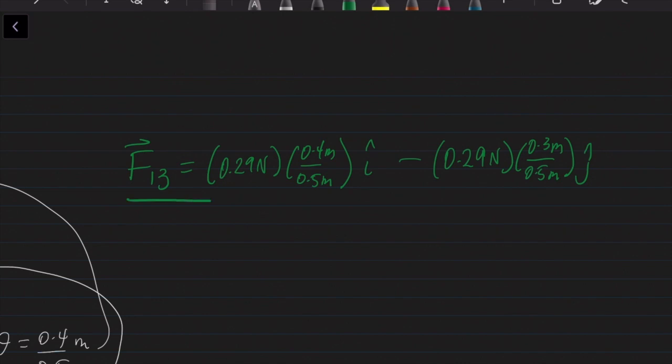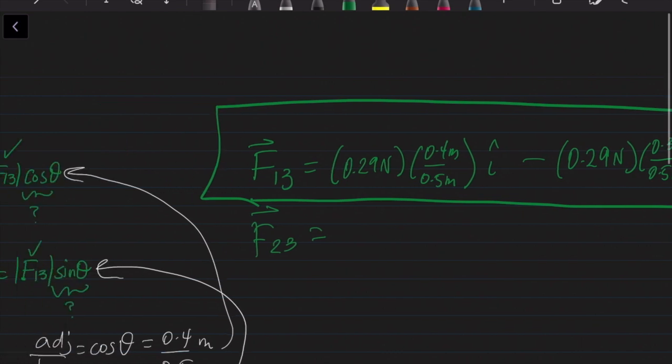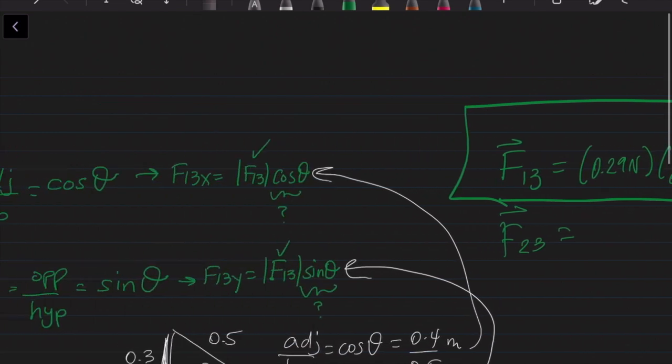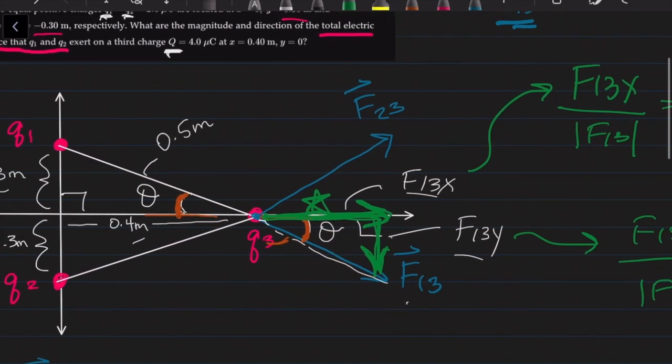All right, well, guess what? We did a whole bunch of work, and we got half of the problem, F13. What we also need is F23, so that we can add these vectors together to get the total force on 3. So we could just do all this business all over again, or we could take a look at this problem and see if there's any symmetry to it to reduce the amount of work we need to do on the problem.